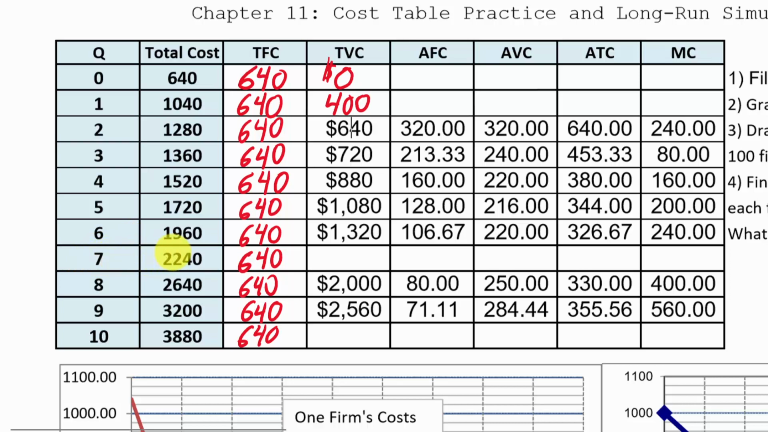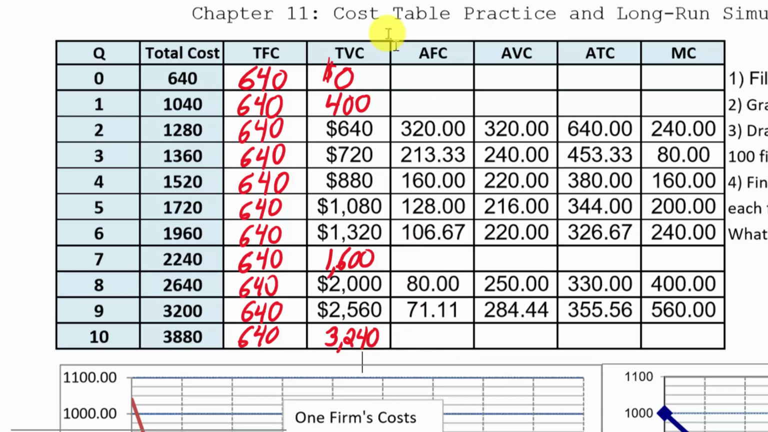When we're producing 7 units, our total costs are 2,240. Our fixed costs are 640. 2,240 minus 640, $1,600 in variable costs. And when we're producing 10 units, our total costs are 3,880. 640 of those are the fixed costs. 3,880 minus 640 leaves us with $3,240 in things like labor and materials, whatever we use more of, and costs us more as we produce more units.